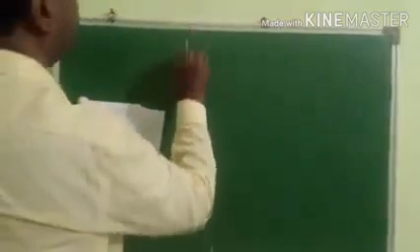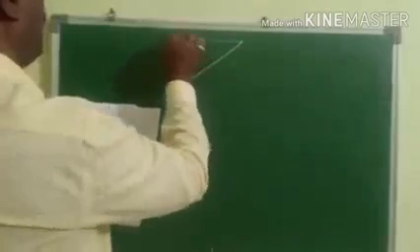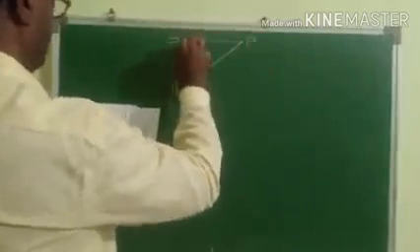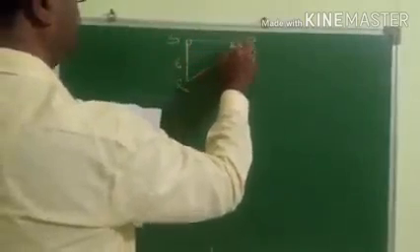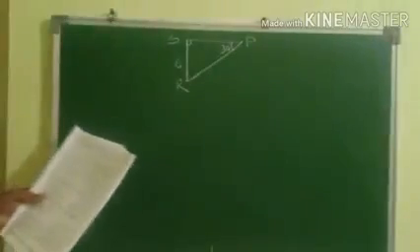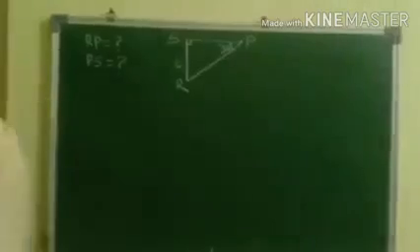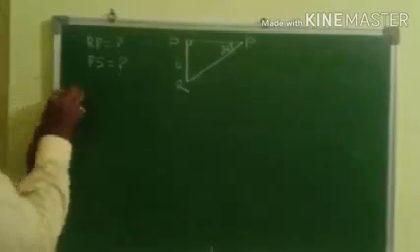Problem number 4, a very simple problem it is. What is that fourth problem? This triangle is given, triangle RSP. In this triangle RSP, this angle is given as 30 degrees. Using that information, we have to find RP as well as PS. One angle is 30 degrees, another angle is 90 degrees, so obviously the third angle is 60 degrees. We have to find that angle first.